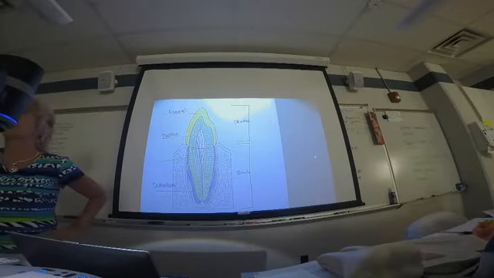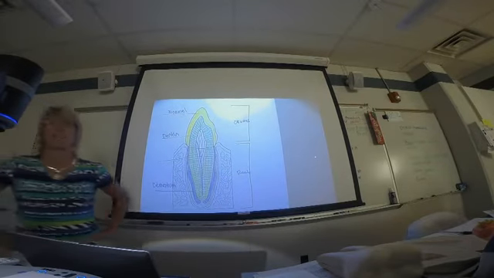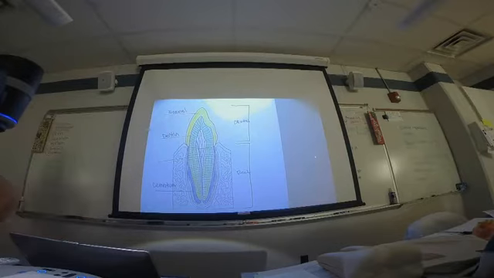So we've got the two main parts of the tooth: the crown and the root. The crown is covered with enamel. The root's covered with cementum. Underneath it all is this substance called dentin.